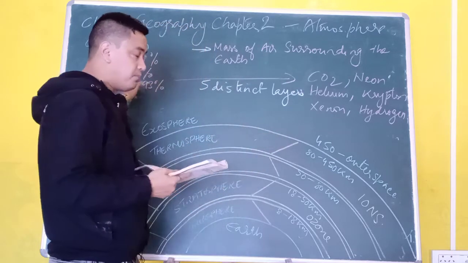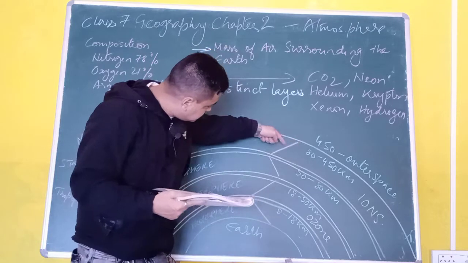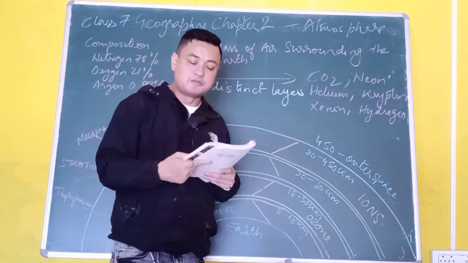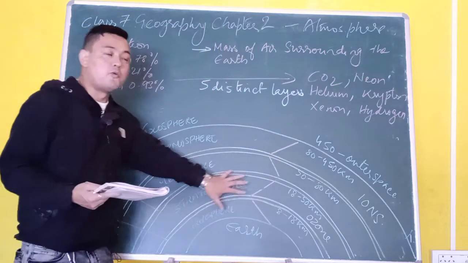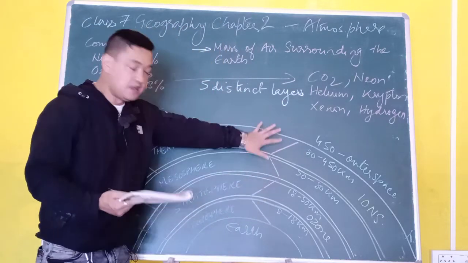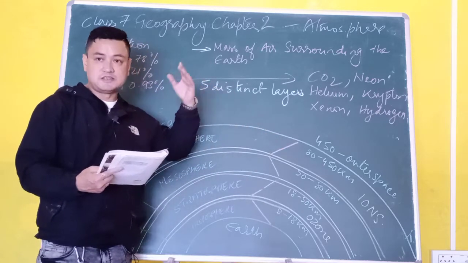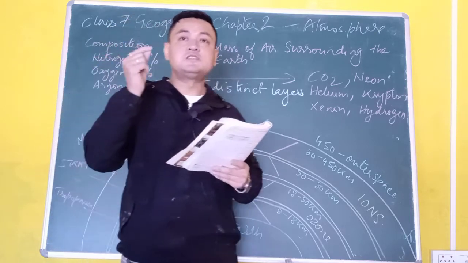Based on that composition, temperature, and density of the gases. So, which gases are found in what quantities in these layers? Based on the composition of the gases, as well as the temperature, as well as the density of the gases, that makes up these layers.